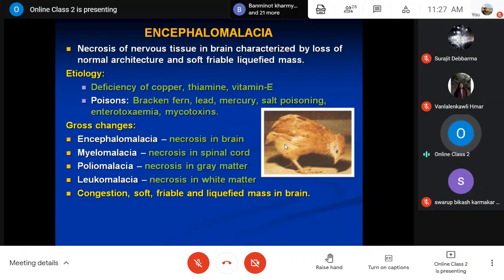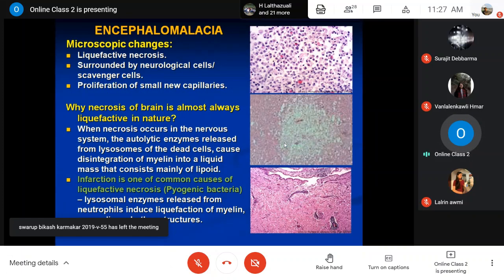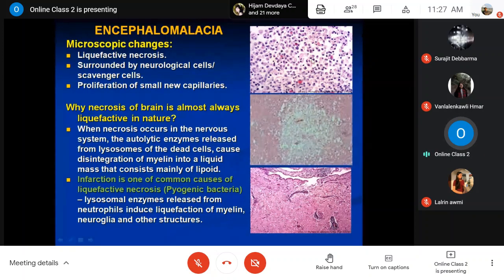In any case, you will find the brain tissue as a whole highly congested, soft, friable, and a liquefied mass will be there in the brain tissue, because liquefactive necrotic lesions always occur in the brain because of the CSF content. And microscopically, as I mentioned, you will find liquefactive necrosis, where you will find many neutrophils. That is the indication of liquefactive necrosis.